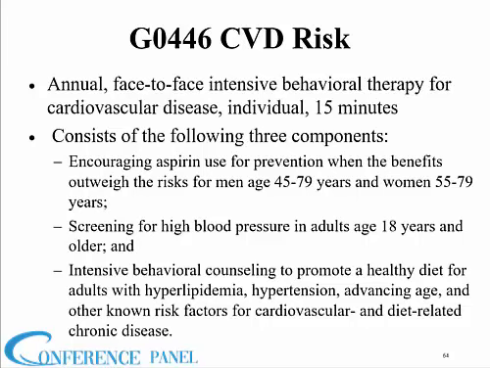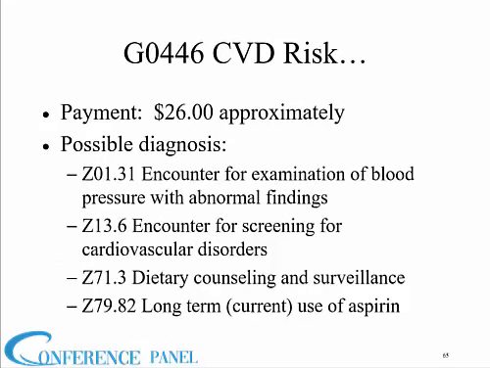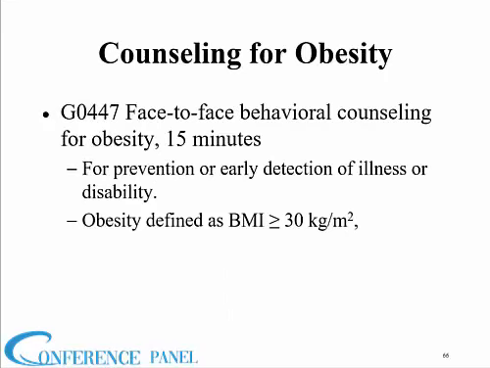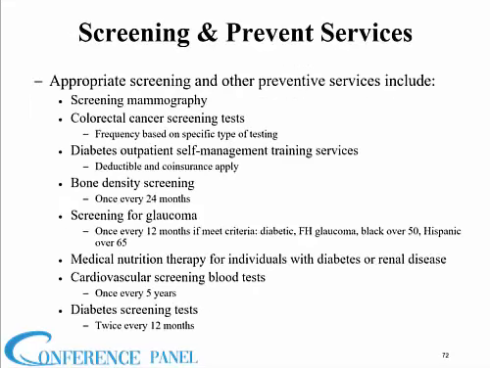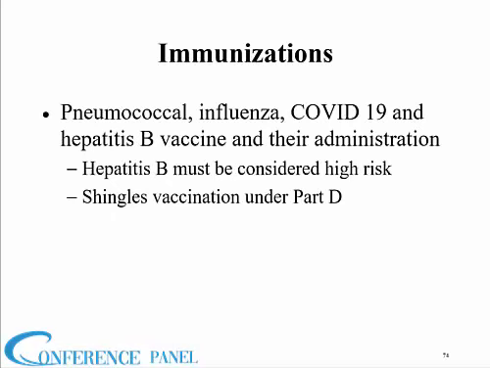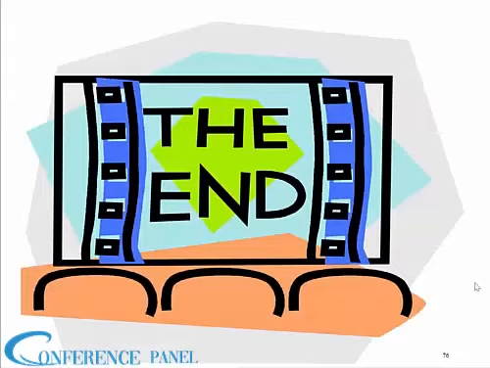G0446 is your cardiovascular disease risk. It's an annual face-to-face intensive behavioral therapy for cardiovascular disease. G0446, cardiovascular risk, counseling for obesity, G0447. Okay, now let's talk about screening terminology. Appropriate screening for preventive services. Now, immunizations: pneumococcal, influenza, COVID, hepatitis B. I hope you will take these back to your doctors and encourage them to document a little better on these things.